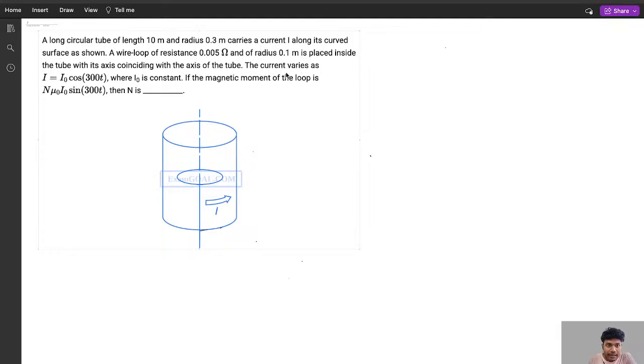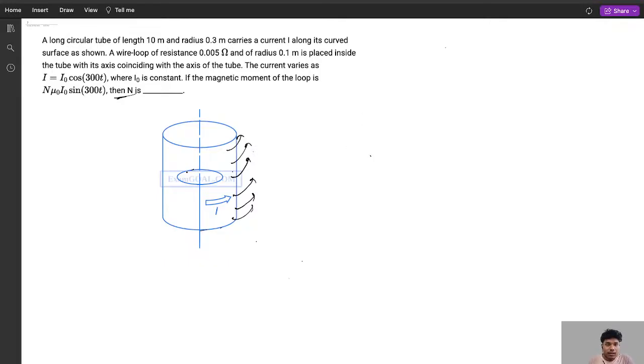The current varies as I is equal to I naught cos 300 t, where I naught is constant. If the magnetic moment of the loop is n times mu naught I naught sin 300 t, then find the value of n. So the current is flowing on the lateral surface, on the curved surface of a cylinder, like in this direction, like a solenoid. If you want to assume it as a solenoid, current is going in this direction, like this.